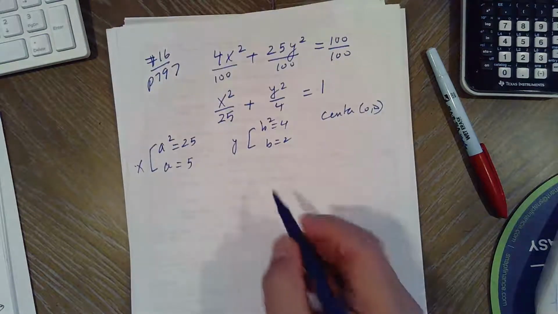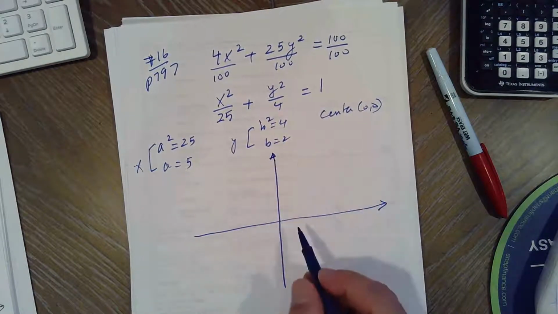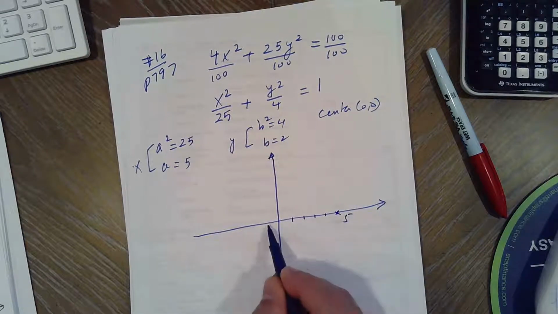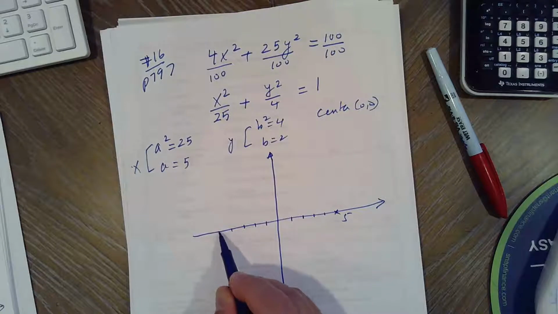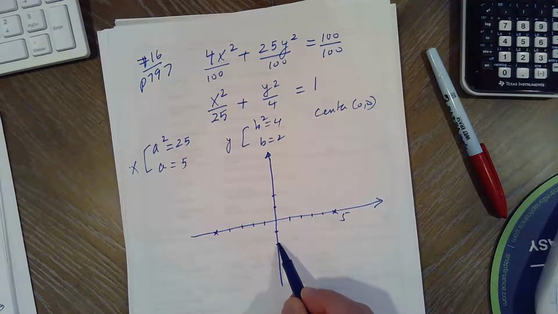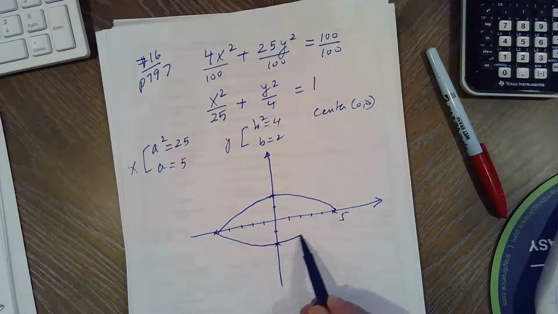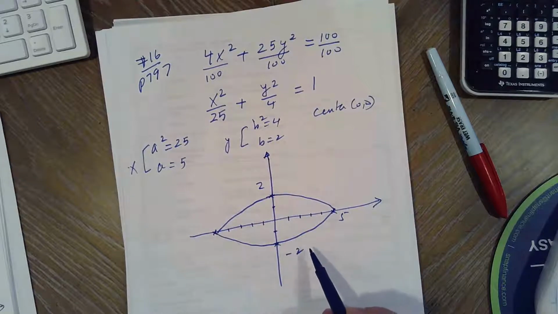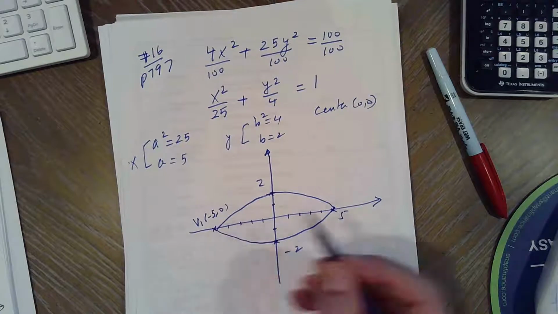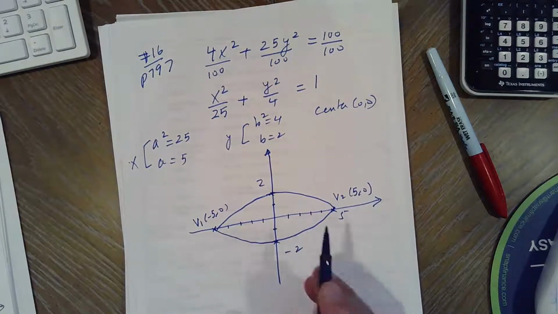So if you graph that ellipse, a is 5 and negative 5. B is 2 and negative 2. So we get an elongated ellipse somewhat. Okay, the vertices: V1 is negative 5, 0. V2 is 5, 0. And to find the foci, we need C.